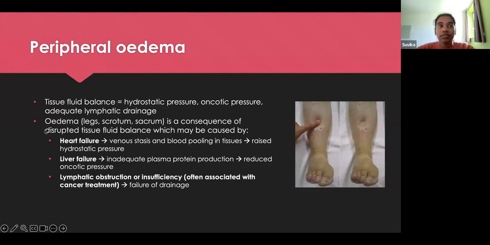In liver failure, the liver is important in making something called albumin or plasma proteins. So if you have liver failure, the liver can't produce those proteins anymore. And as a result, you get a reduced oncotic pressure. Okay. And the reduced oncotic pressure means that you can't reabsorb as much fluid as possible. And finally, the thing that I mentioned with obstruction or insufficiency of the lymphatic system as a result of removal, for example. So now you just don't have enough lymph vessels available to drain that fluid.